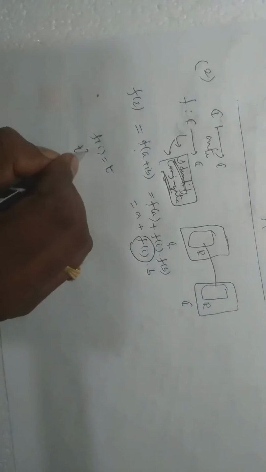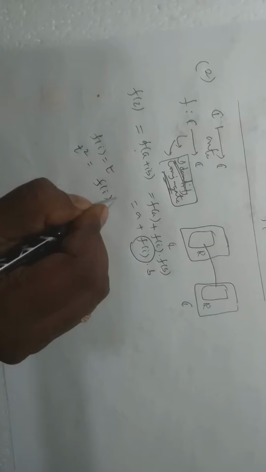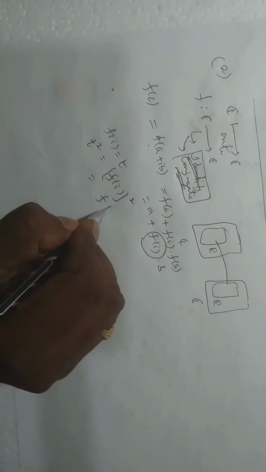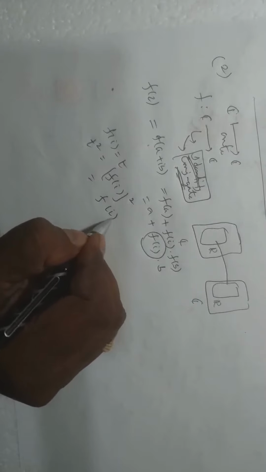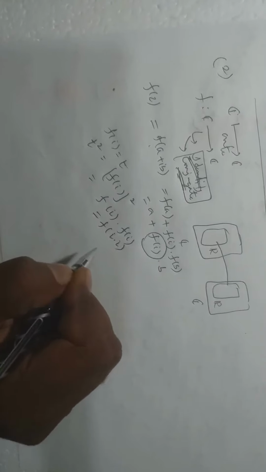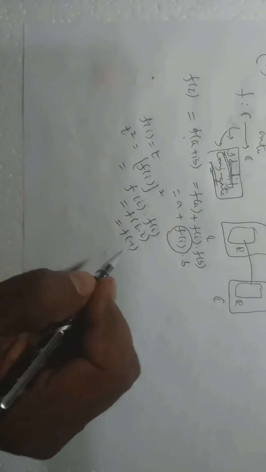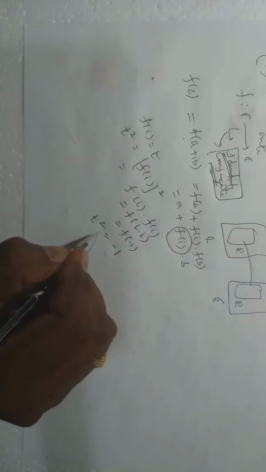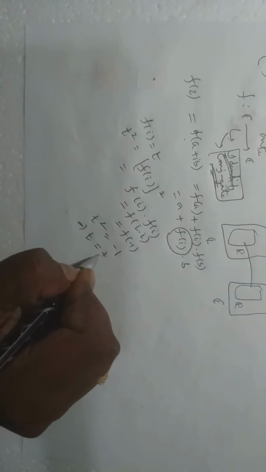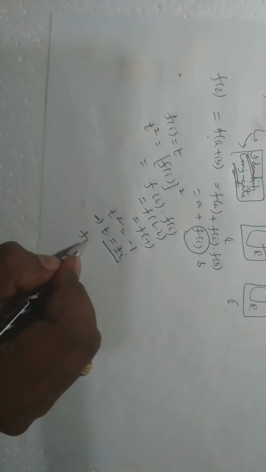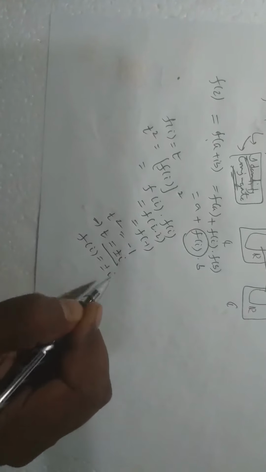What is t square? It is f of i whole square. By our property of the homomorphism, it is f of i into f of i. It is nothing but f of i into i, so f of minus 1. So f of minus 1 in the sense it is minus 1. So t square is minus 1. This implies t is plus or minus i. So what is t? It is f of i is plus or minus i.